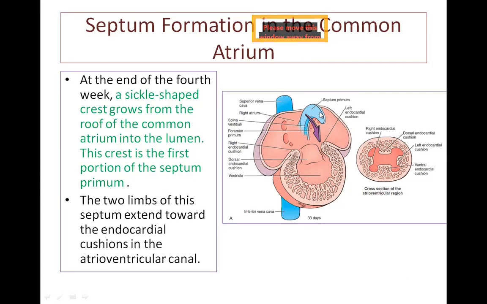So this crest is the first portion of the septum primum. It has two limbs, anterior and posterior. As you can see, the two limbs of the septum extend towards the endocardial cushions. These are the endocardial cushions, the right and the left endocardial cushions in the atrioventricular canal. This is the primitive ventricle and this one is the primitive atrium.